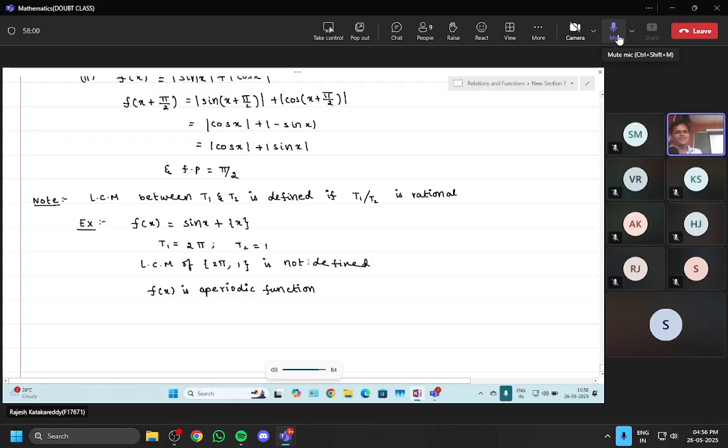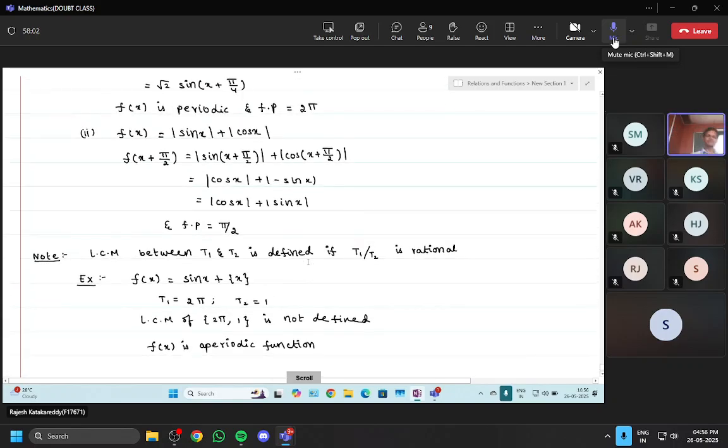I explained, no? See, this is an exception thing. In this case, property number 3 fails. I have mentioned that we need to be careful when the functions are interconvertible. Mod sin x plus mod cos x is periodic, but the fundamental period is not pi. That's what I am explaining here. For that, I have taken pi by 2 and I have proved it. Clear?